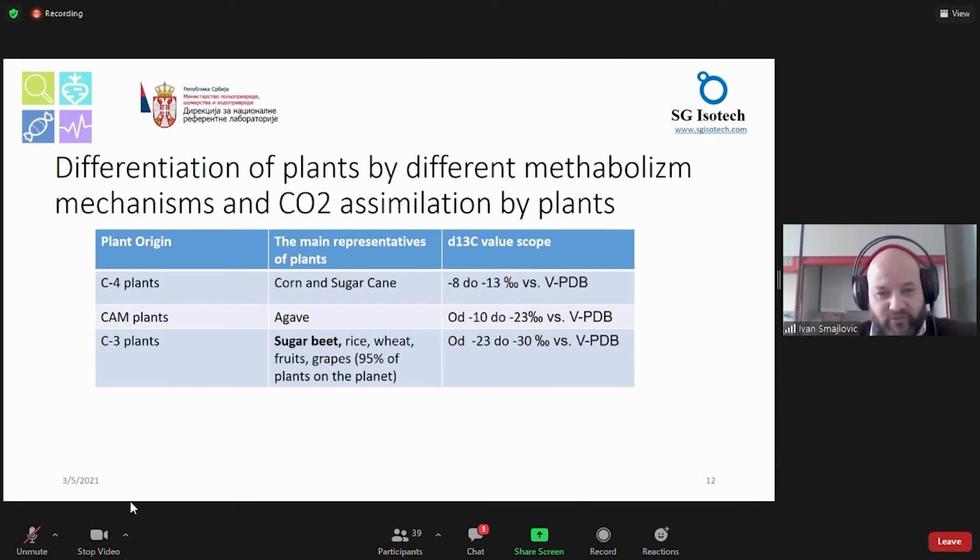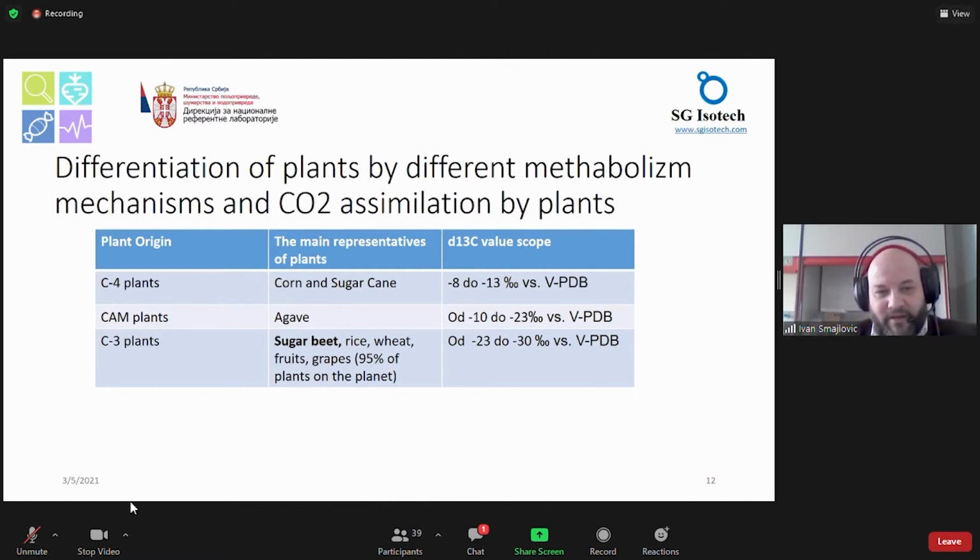This is cactus. From cactus we get tequila, which we don't drink here in Serbia, but it is very much used in Mexico and Latin America.